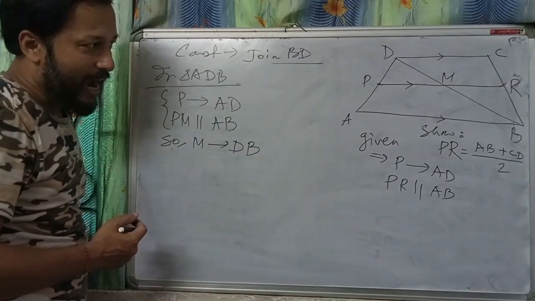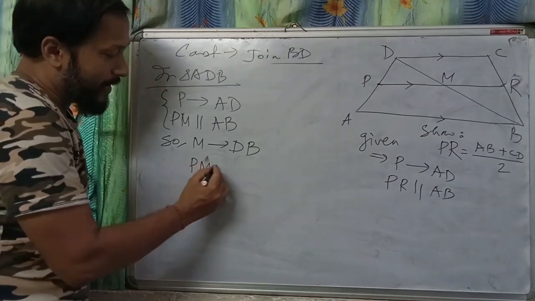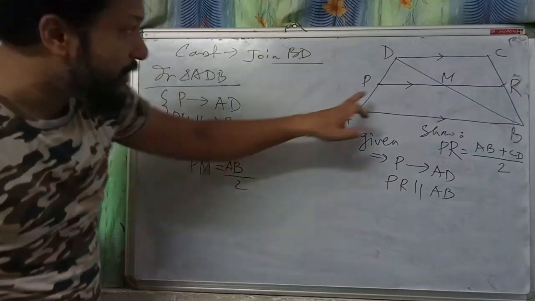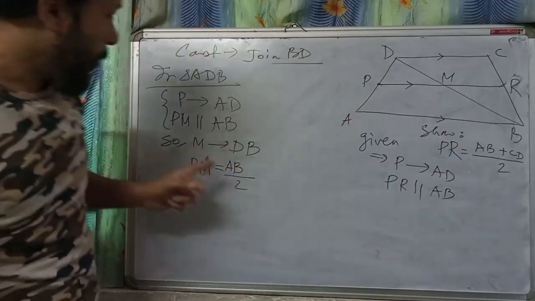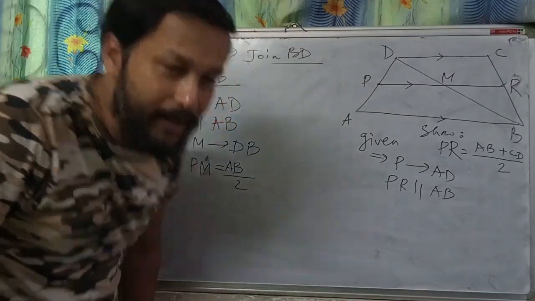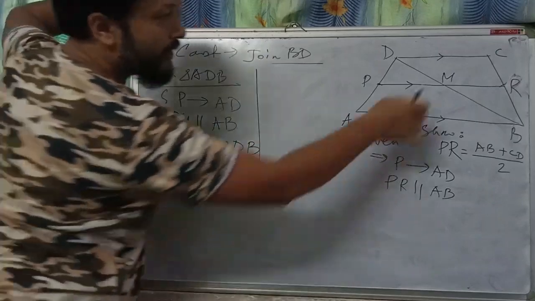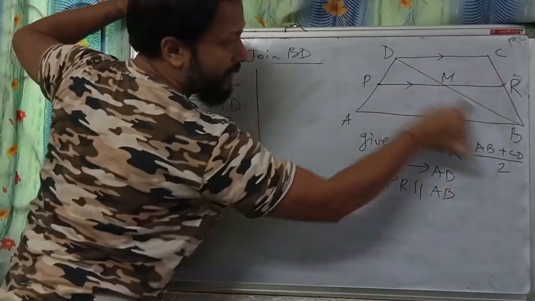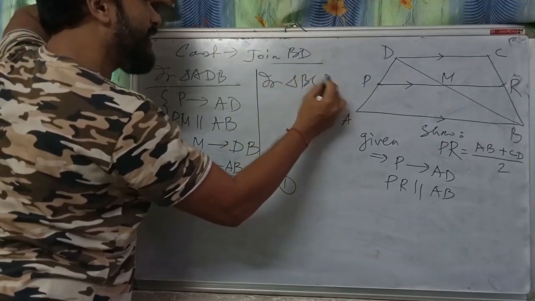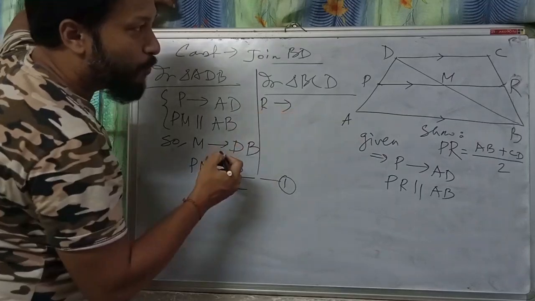And also we can say that PM is AB by 2. PM is AB by 2. All this I can write by using the midpoint theorem. Okay. Now this is equation number 1. Again, for this triangle BCD. Triangle BCD. In triangle BCD, I can write, R is the midpoint of.